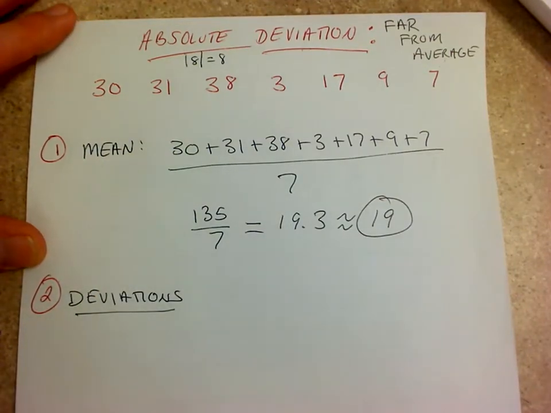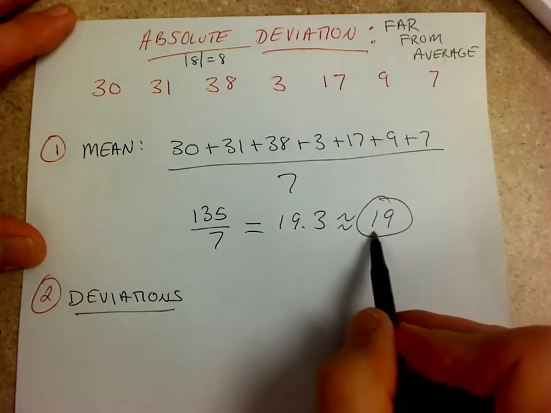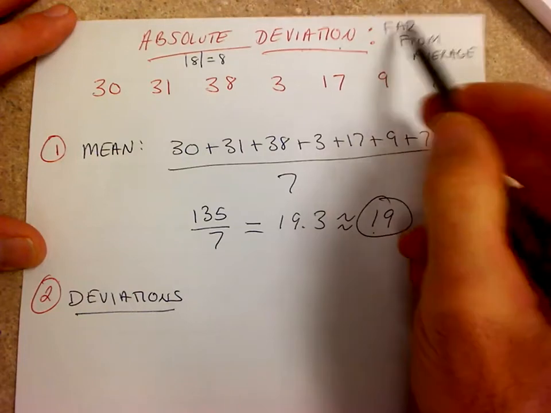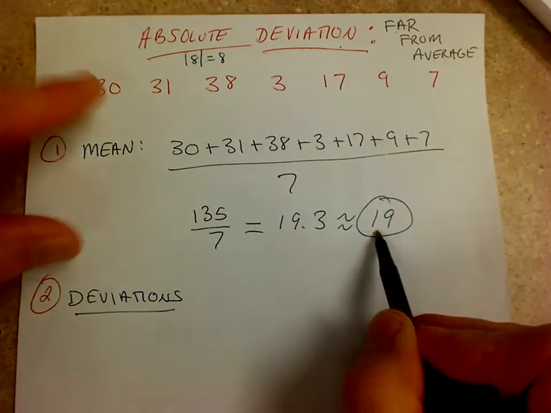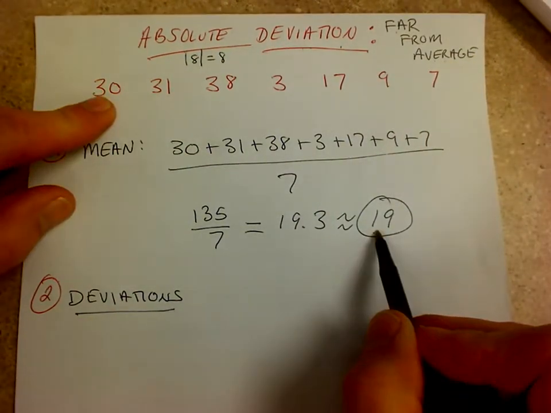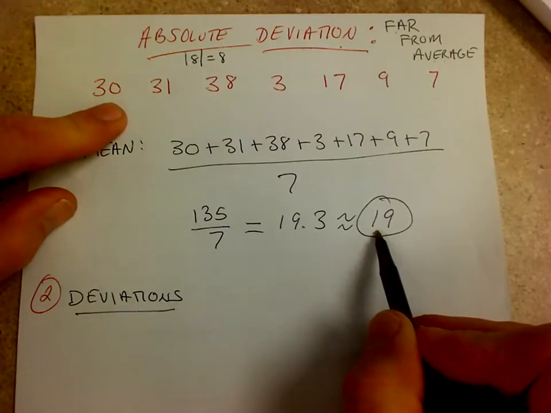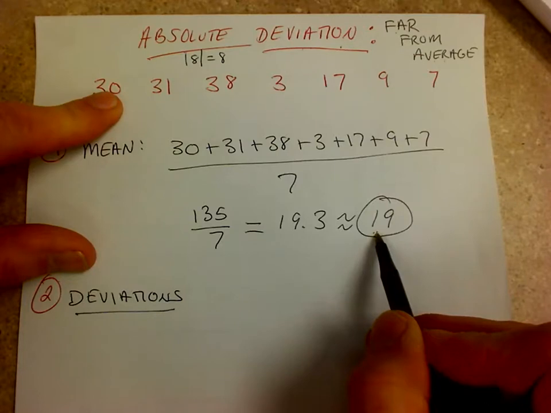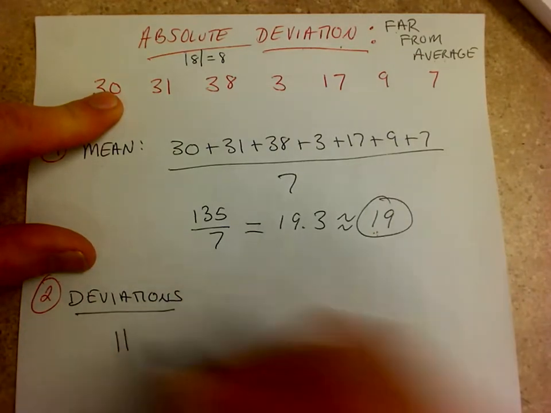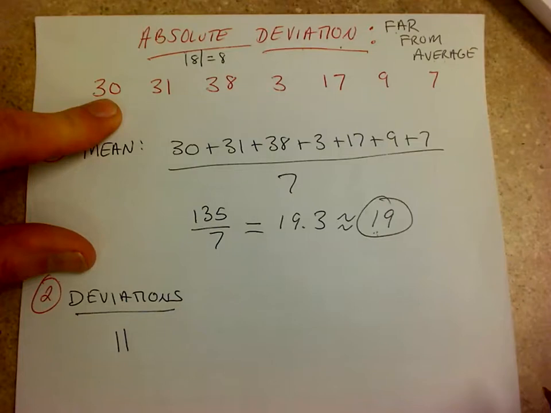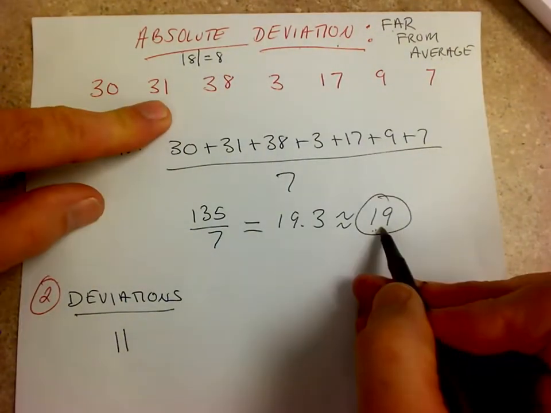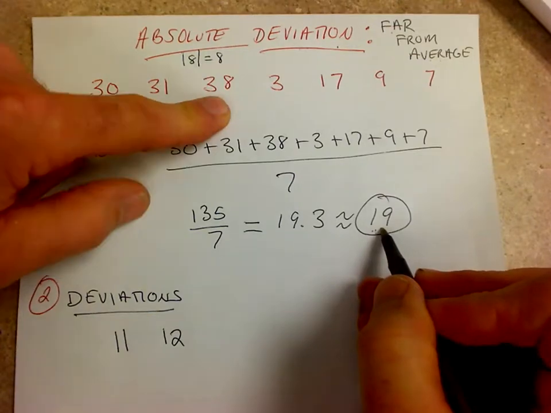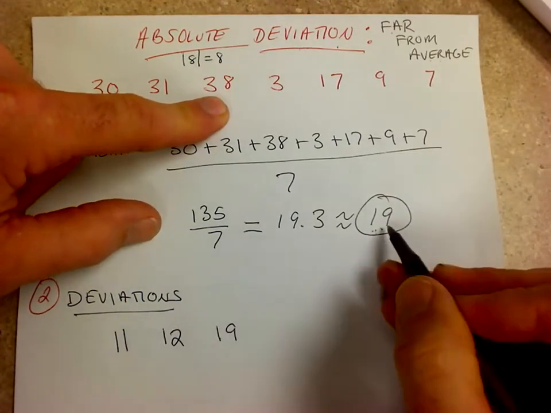is to determine all of your deviations. Okay, so now we've got our average. A deviation, remember, is how far from average. So what we have to do is go back and compare and evaluate, all right, how far is this first value from our average? So our average is 19, our first term is 30, so that has a deviation of 11. It's 11 from 19. Our second one, 31, that's 12 away from our average.